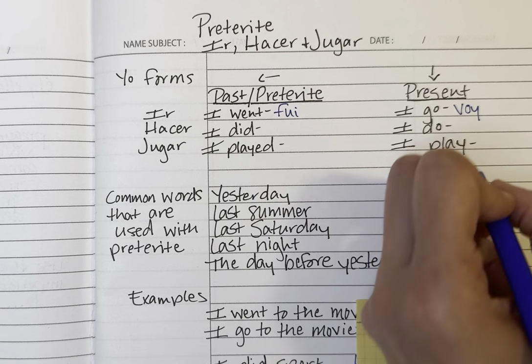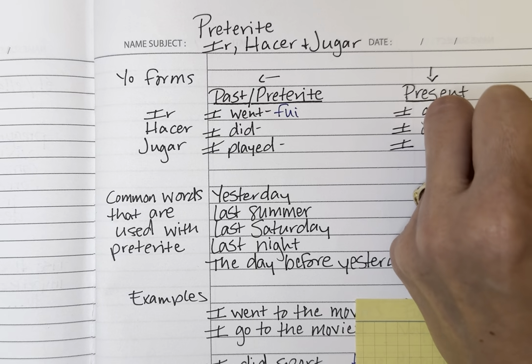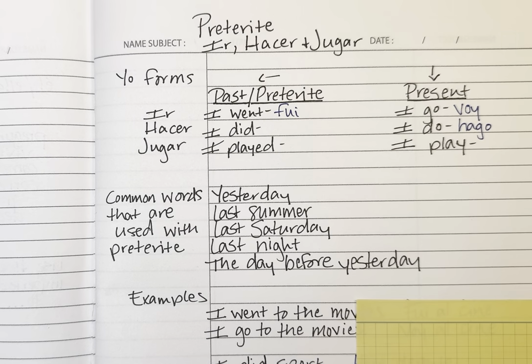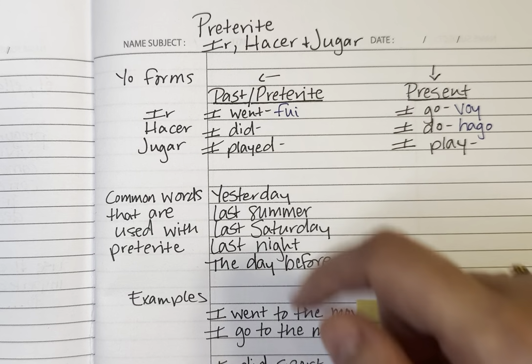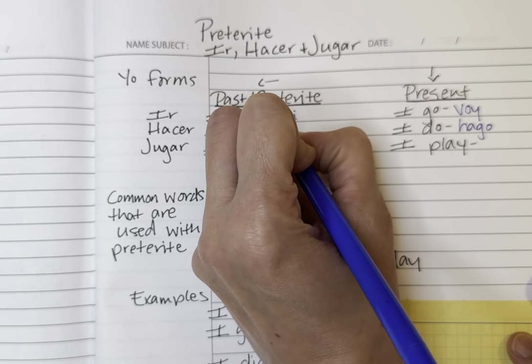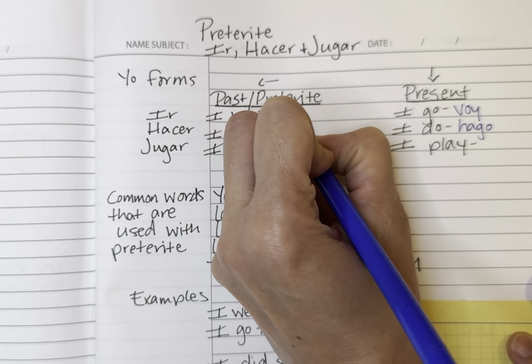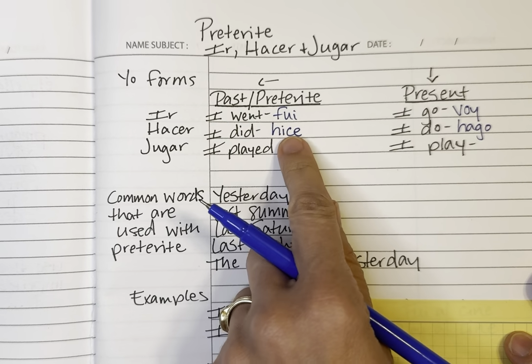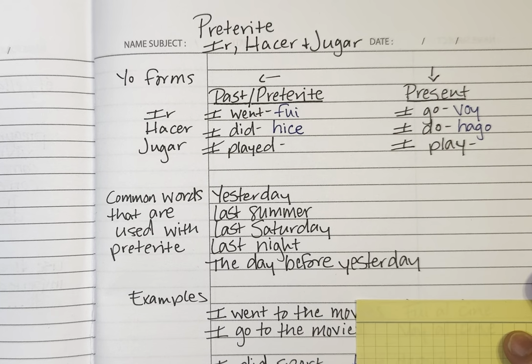Hacer, to do. In the present, I do, hago. In the past, in the preterite tense, I did, hice. Okay, I did, hice. I do, hago.